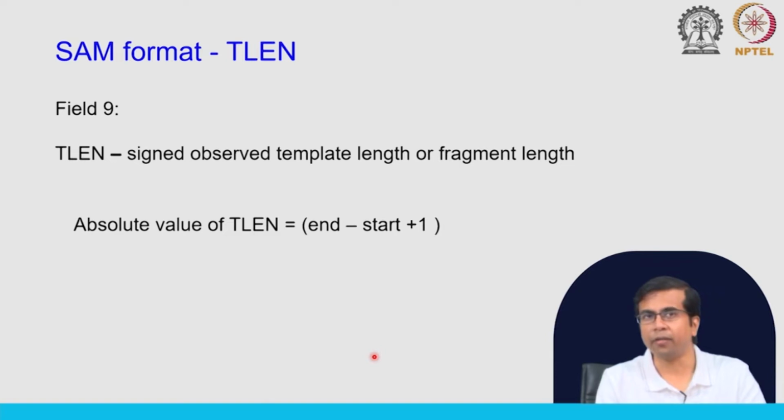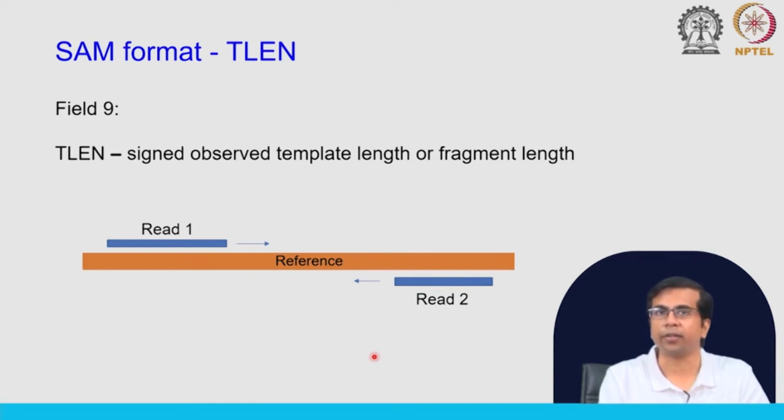The absolute value of TLEN is actually end minus start plus 1. That is very simple. If you have this end here, where the mapping ends on the right, you have this end and then you have the start. We can take this example, which will be easier to understand. So, this is the end position and this is the start position on this side. End minus start plus 1 would give you TLEN.